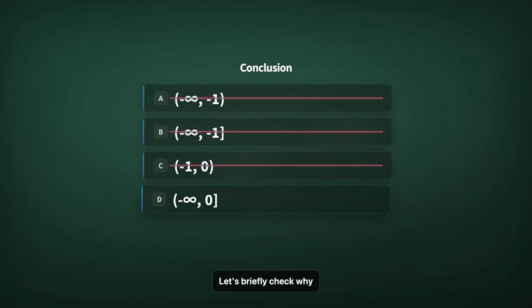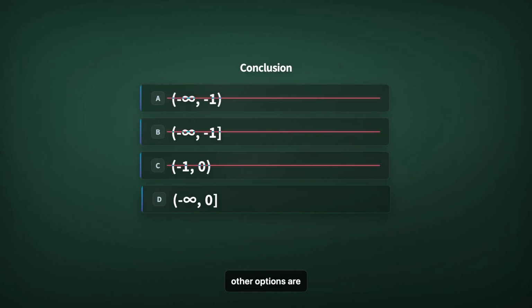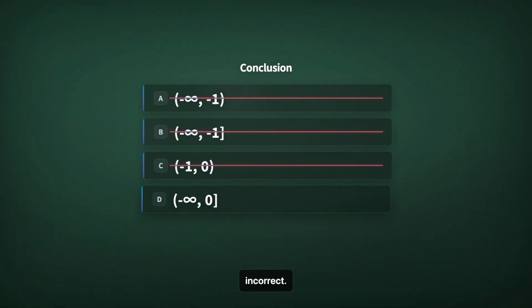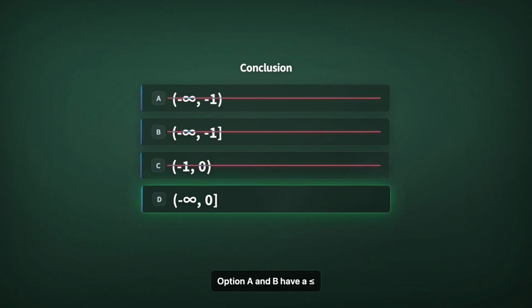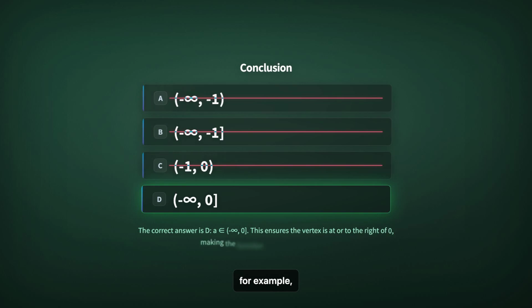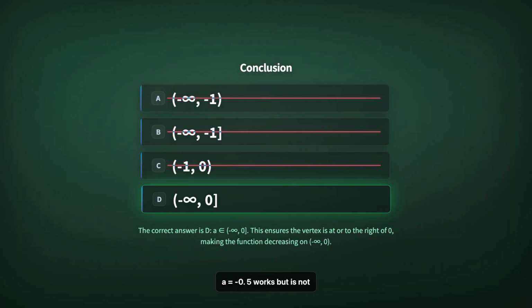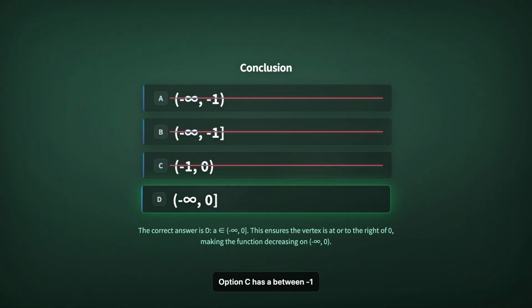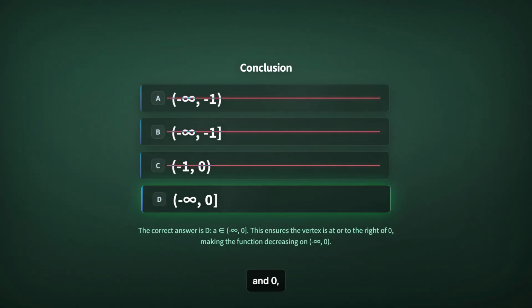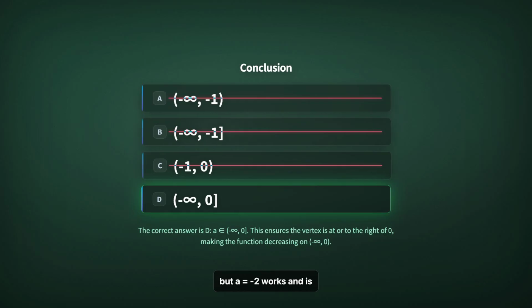Let's briefly check why other options are incorrect. Options A and B have a less than or equal to negative 1, which is too restrictive. For example, a equals negative 0.5 works, but is not in negative infinity to negative 1. Option C has a between negative 1 and 0, but a equals negative 2 works and is not in that range. So only D covers all valid values.